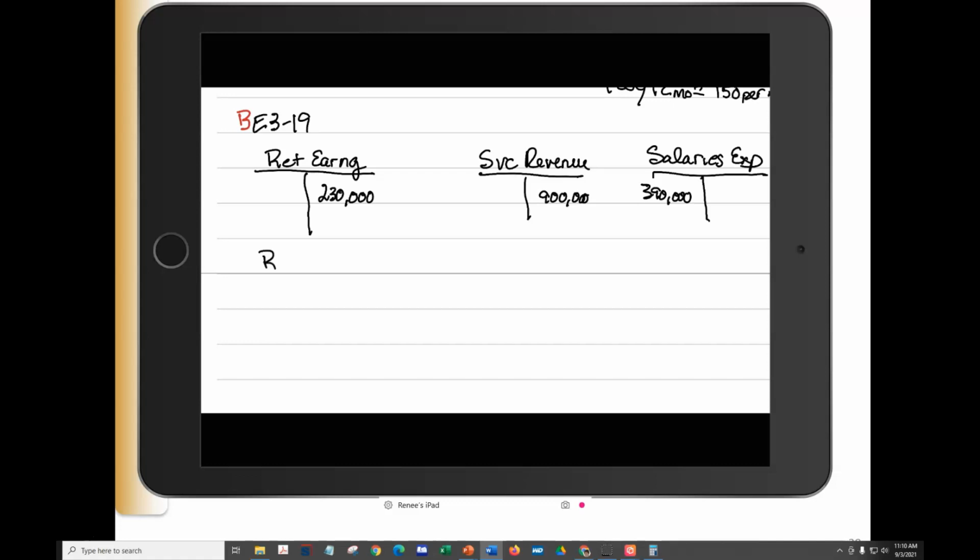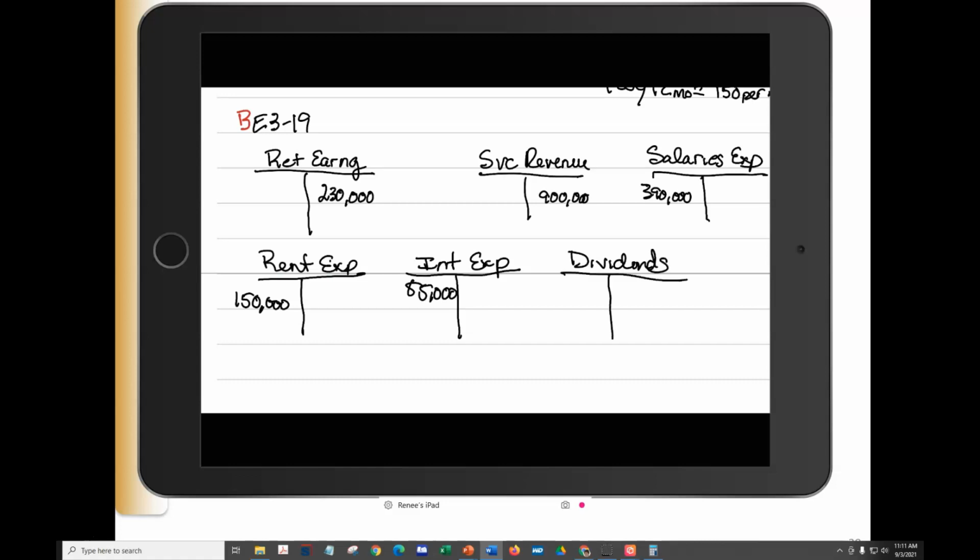Rent expense, balance on the debit side of $150,000. Interest expense, $85,000, and dividends, $60,000.